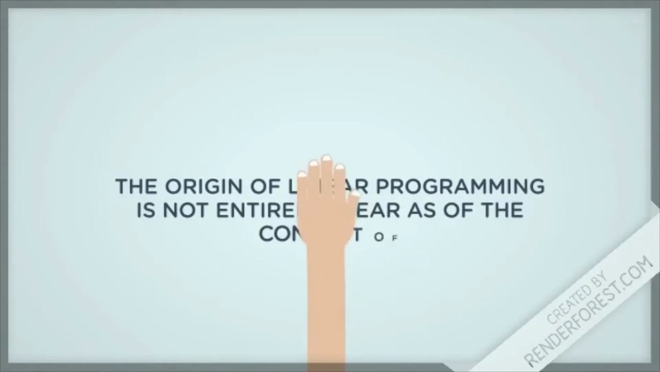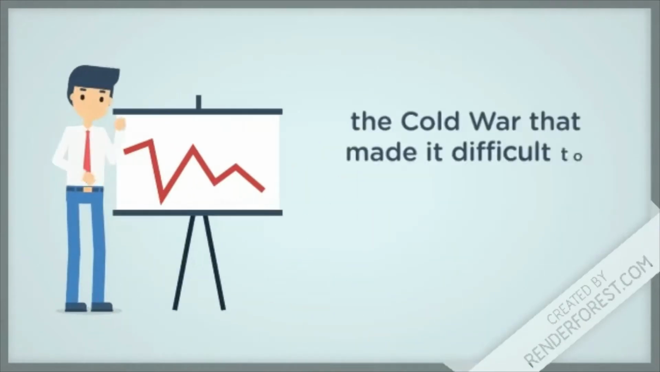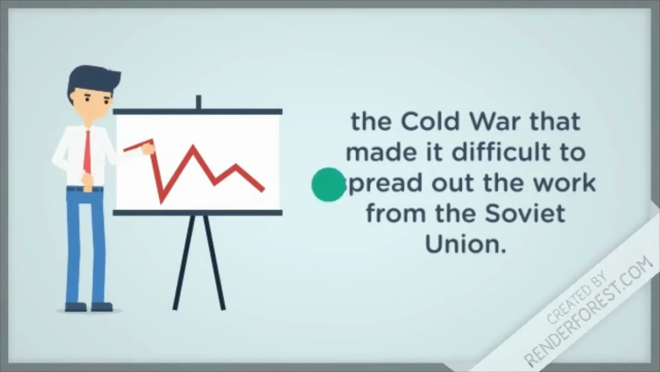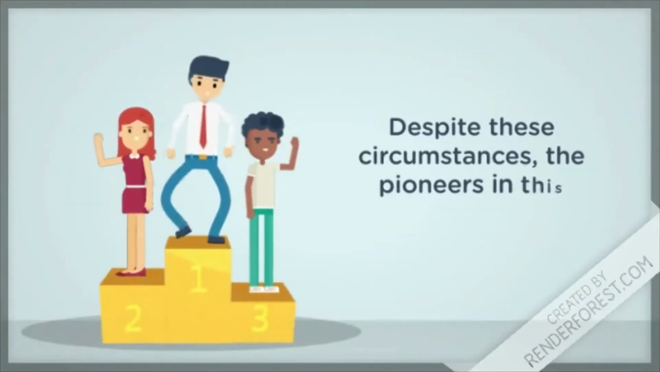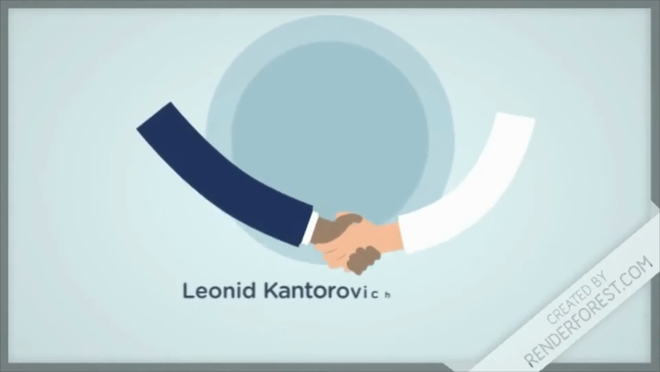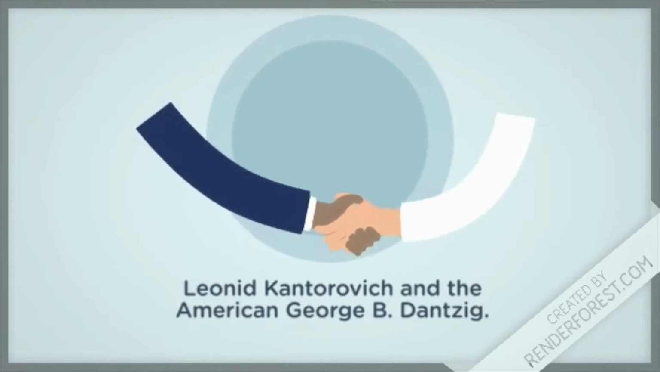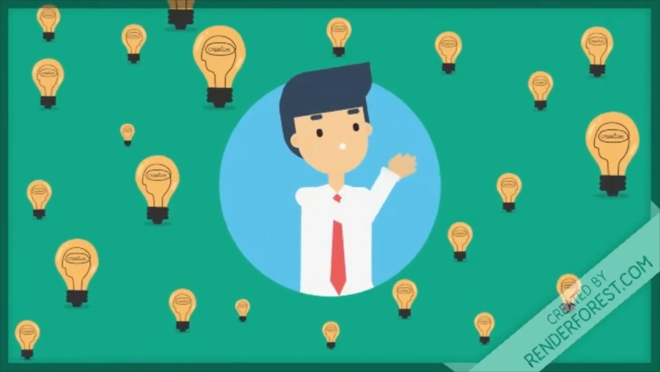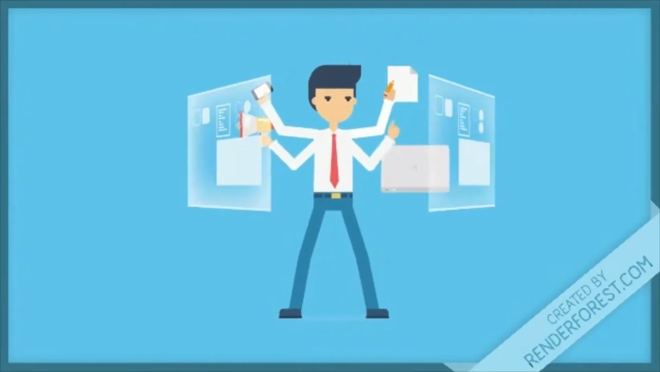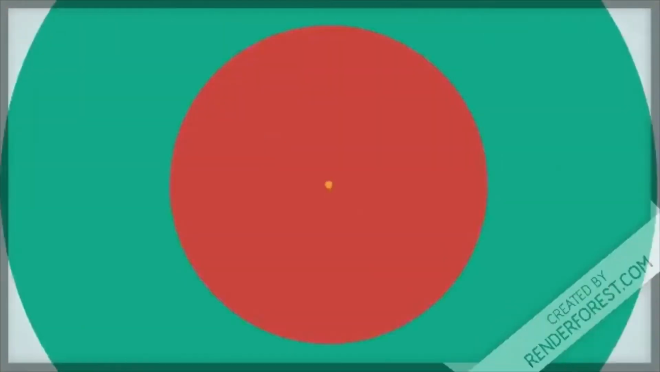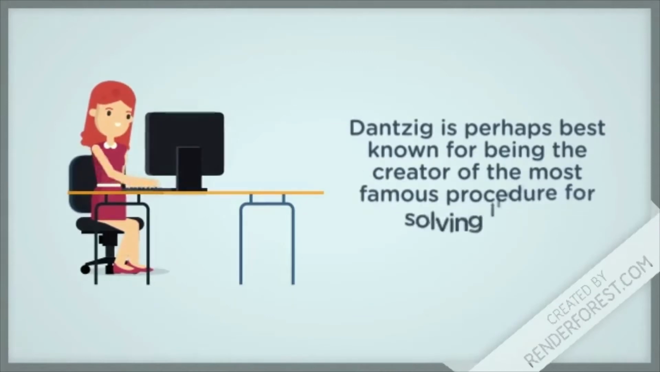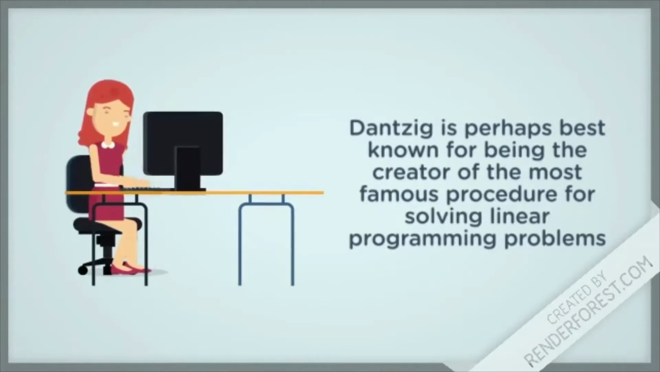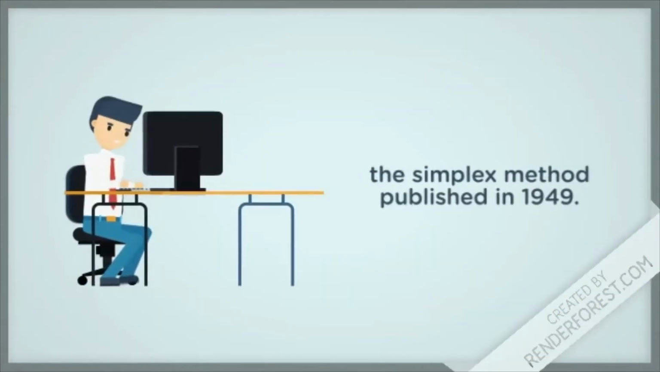The origin of linear programming is not entirely clear, as the context of the Cold War made it difficult to spread the work from the Soviet Union. Despite these circumstances, the pioneers in this field are the Soviet mathematician Leonid Kantorovich and the American George B. Dantzig. In 1939, Kantorovich raised and solved a problem with linear programming structure, but his work was shared only in 1959. Dantzig is perhaps best known for being the creator of the most famous procedure for solving linear programming problems, the simplex method, published in 1949.